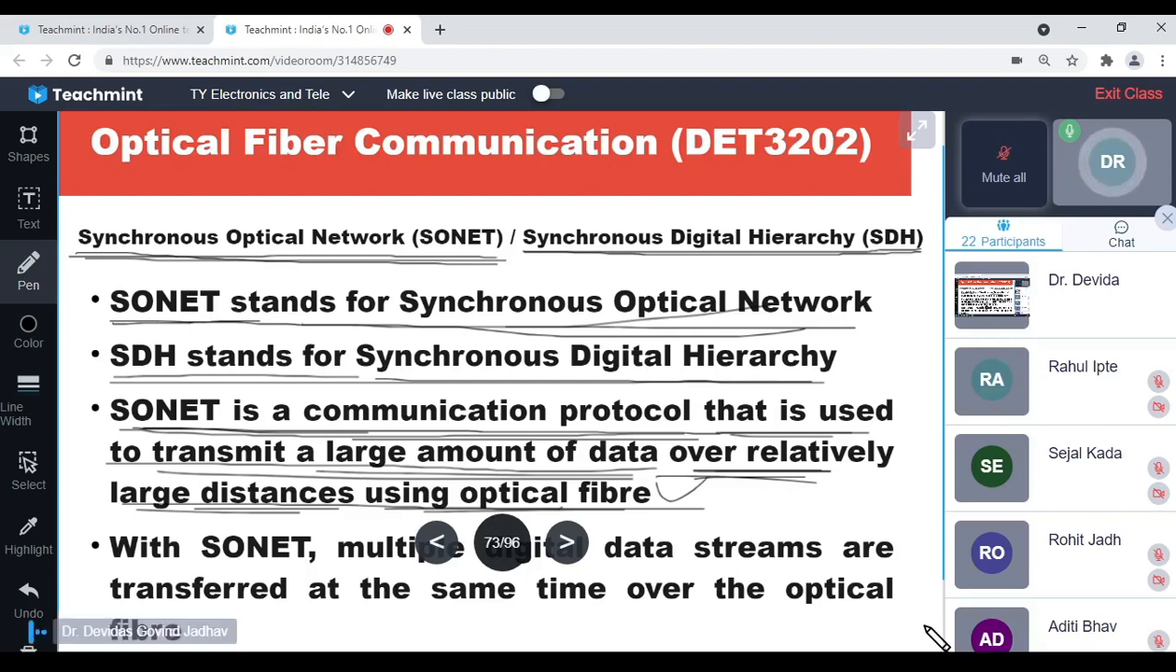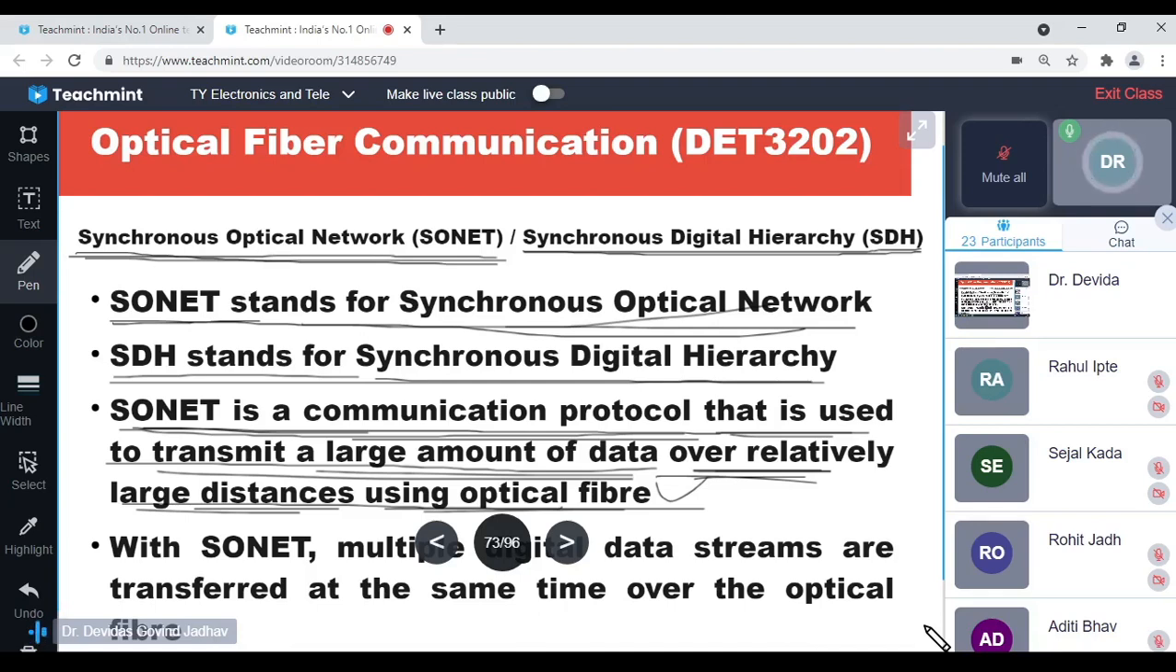Bandwidth is very large, loss is very less. It is the feature of the optical system, and SONET is an optical system communication protocol. Therefore, SONET is a communication protocol that is used to transmit a large amount of data over a relatively long distance, or large distance, using optical fiber.